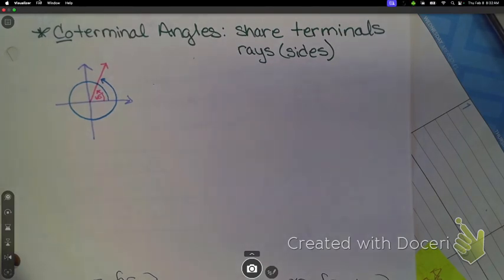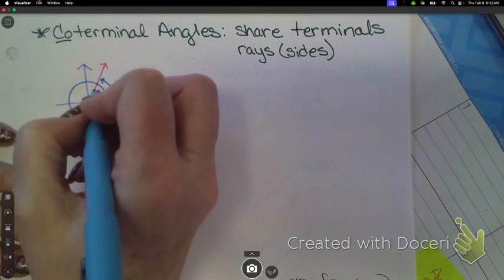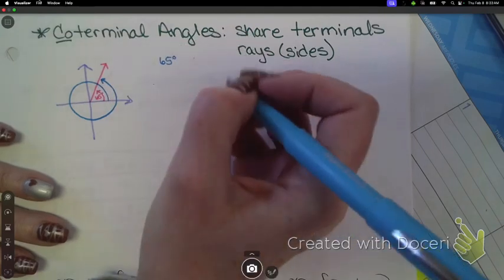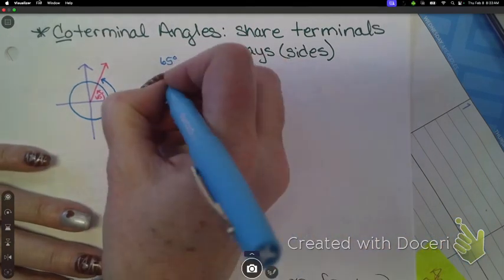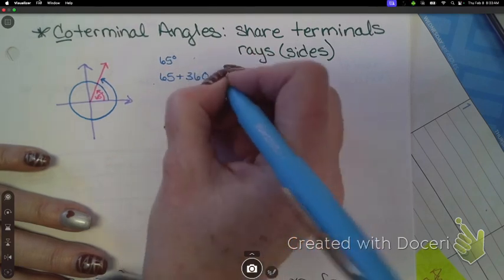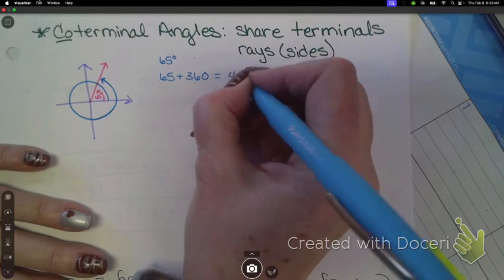How far did I have to move? 360 degrees. So the first one was 65 and I had to go 360 degrees more. It's still 65. Well, it's not still 65 because an angle degree shows movement, but it would be 65 plus 360. So 425.